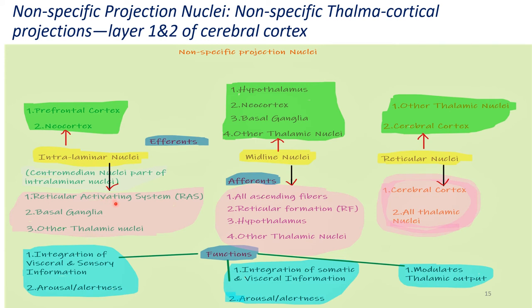If you remember the arousal awake state, the baseline impulses are maintained to the cortex. They keep the cortex in an activated state, and also impulses come from the basal ganglia as well as the other thalamic nuclei. These intralaminar nuclei have large somatic receptive fields which are activated by nociceptive and other sensory stimuli, and then they project to the prefrontal cortex, the neocortex, and also to the striatum and limbic system. I have not mentioned it over here, but they also project to the striatum and limbic system.